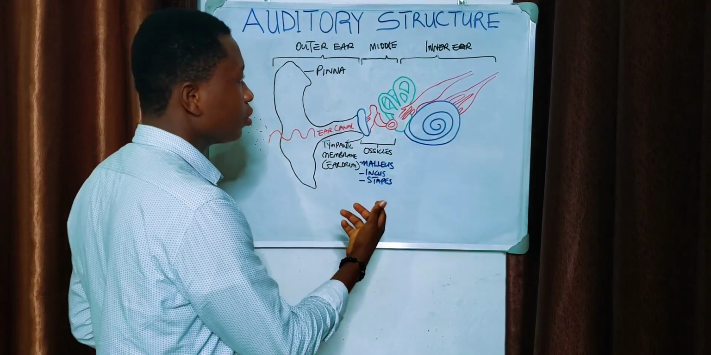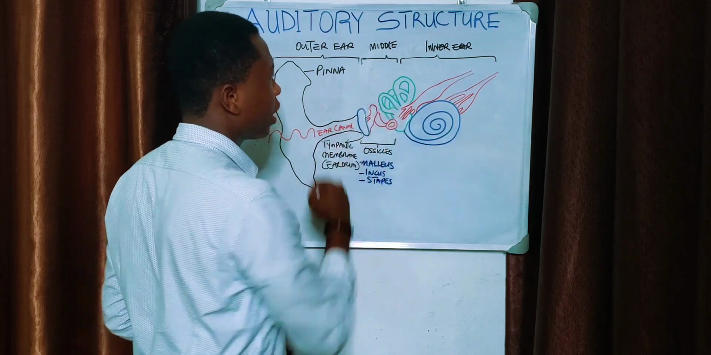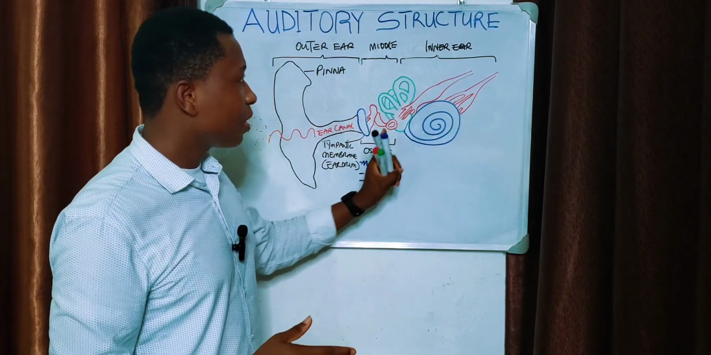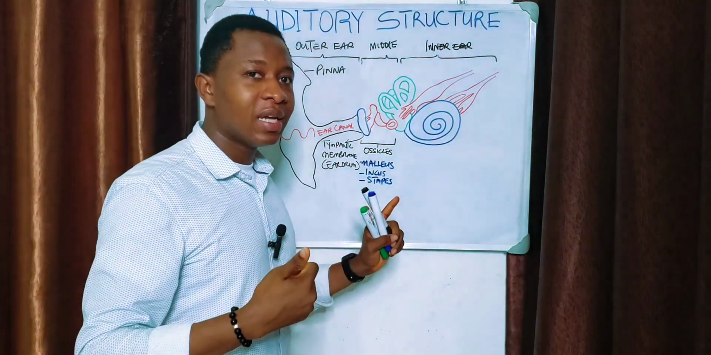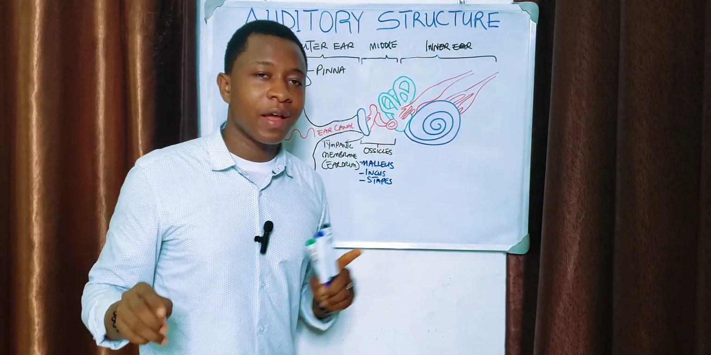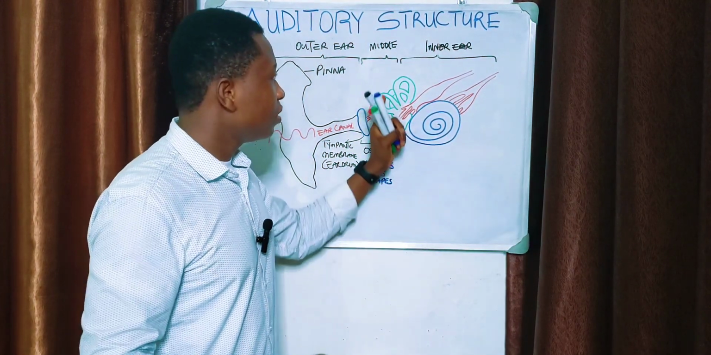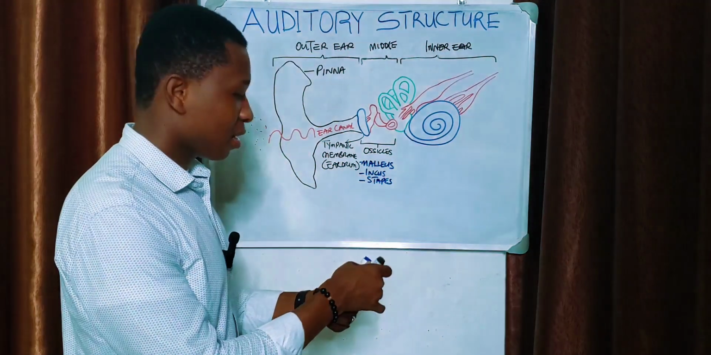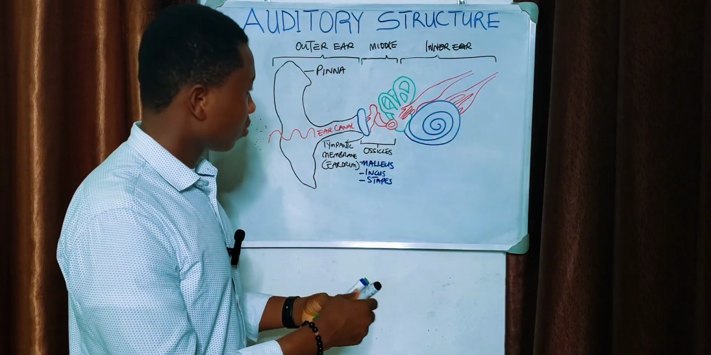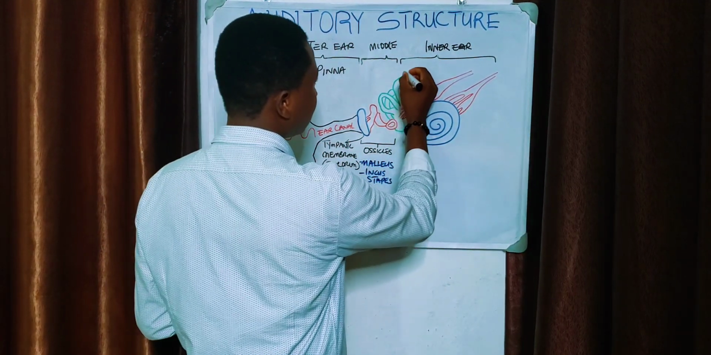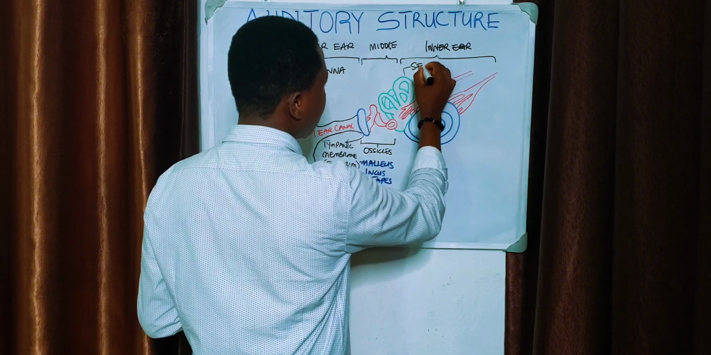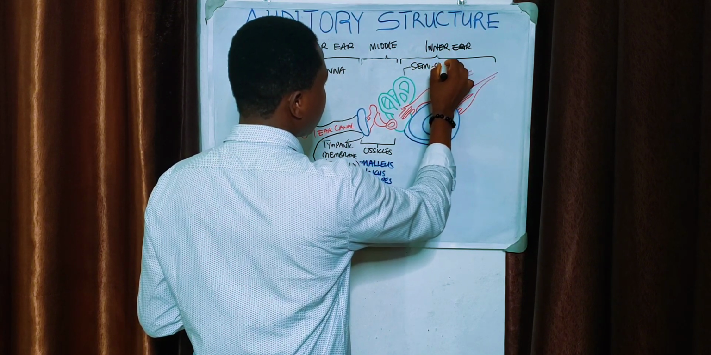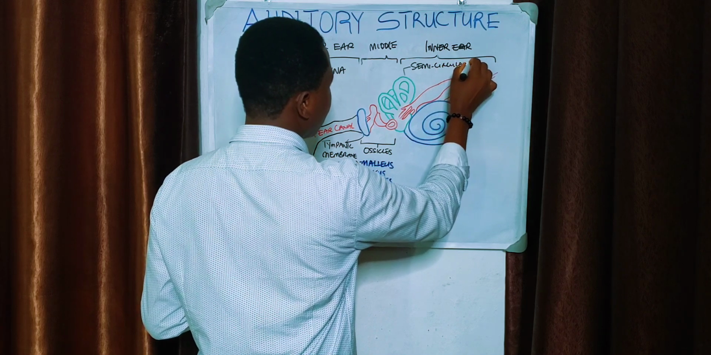The next structure we are going to look at is this structure here. Part of it is part of the middle ear, but it is mostly regarded as a structure in the inner ear. This structure is called the semicircular canal.